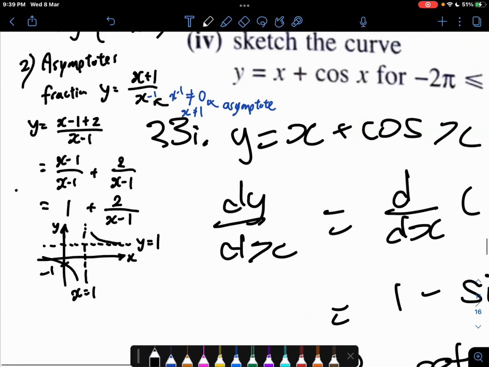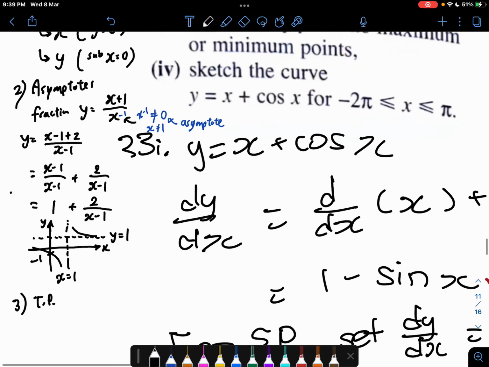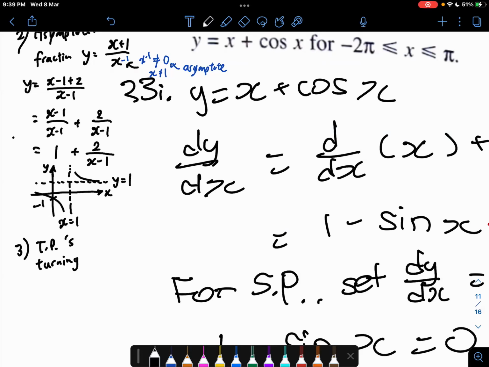Point number 3, turning points, TP. Okay, not traffic police, not toilet paper, it's turning points. Also known as stationary points, aka SP. Not Singapore Poly, it's stationary points. For turning points, you know there are 3 types, right? Max, min, inflection. Starting from there, you know how to sketch the curve roughly, right?